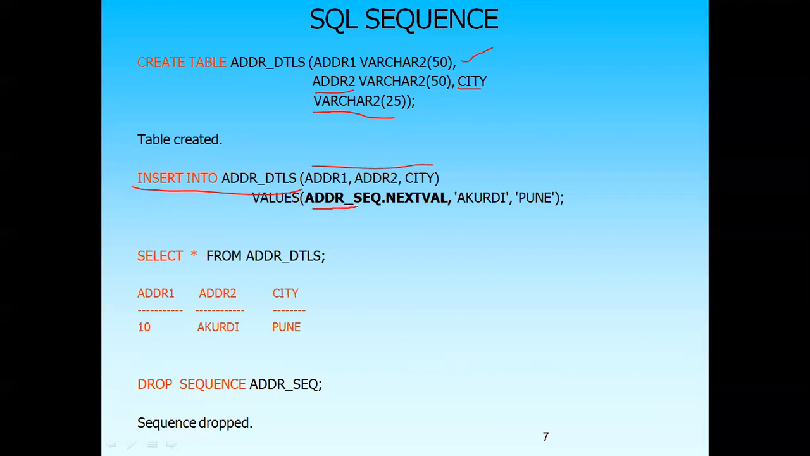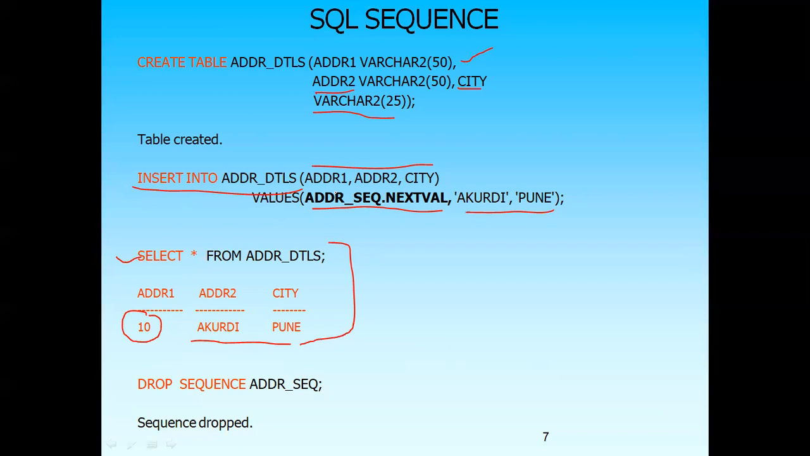Values. Now, instead of providing a direct value for address one, I want to pass the sequence object here, right? So address sequence dot next value. Whatever the next value of that particular sequence is will be assigned as address one of this record, right? And Akurdi and Pune are the values provided by the user directly. When you insert this record with the help of the sequence, if you want to see what records are inserted into the table, you can execute the command select star from address detail. You can find the value 10, which is the next value of the sequence, assigned to this record in the table.